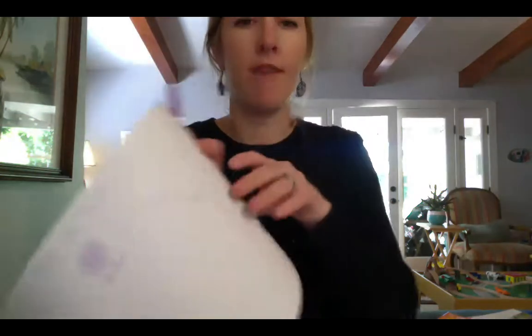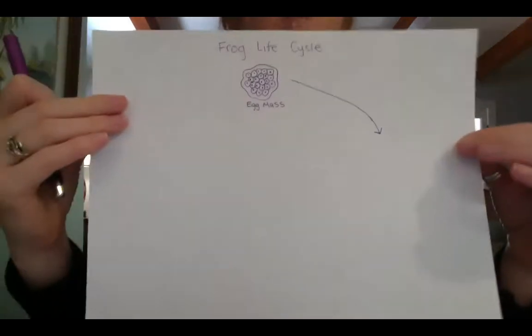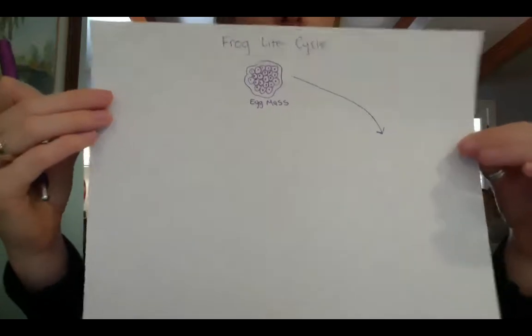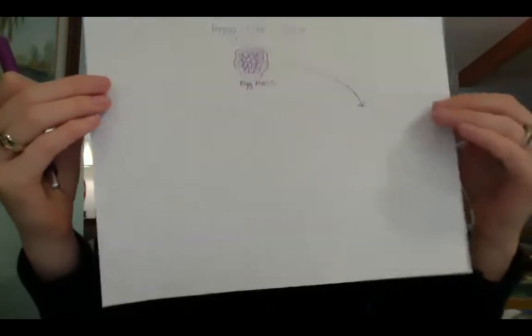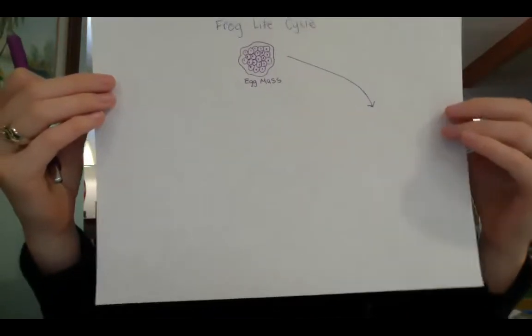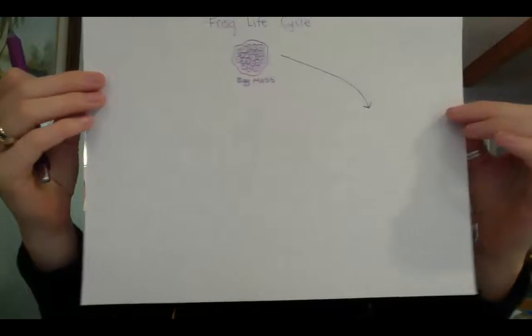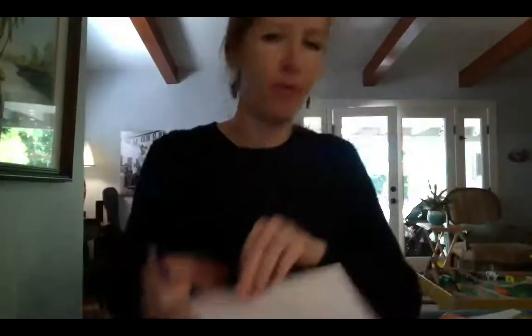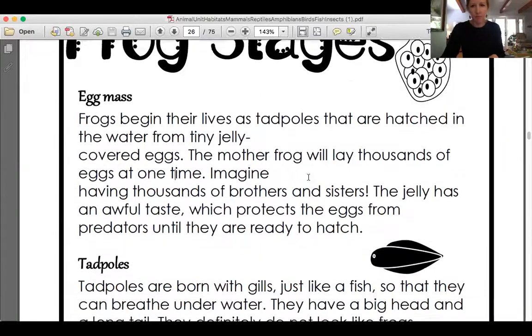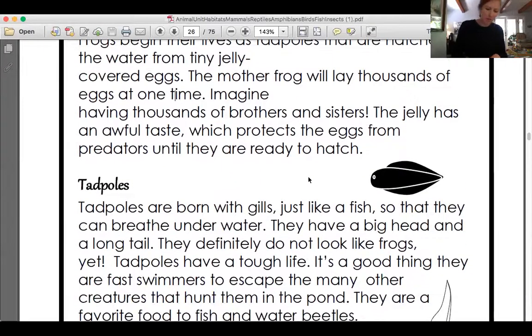So what comes after the egg mass stage? That's right, tadpoles come out of those eggs. So a tadpole is going to have a long tail. And let me show you what it looked like in our reading. Scroll down, there we go. It was black in the reading. I'm not going to color mine in that much.